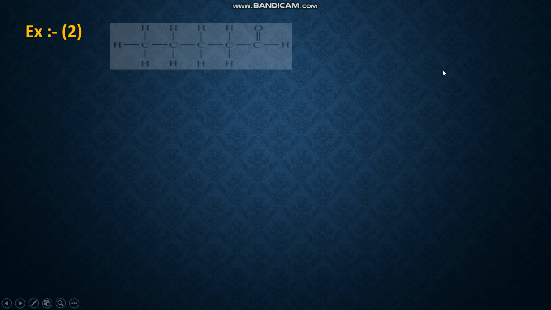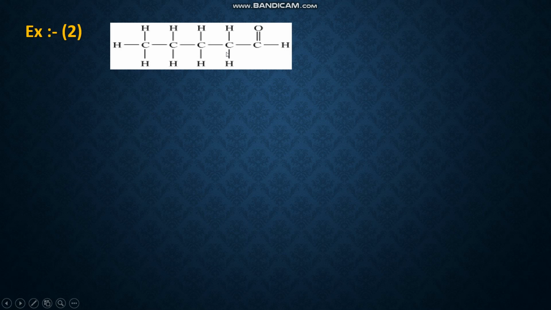Next example. Here, this is the organic compound given. We have to name it. So what is the first step? Identify the number of carbon atoms. How many carbon atoms are present in this compound? 1, 2, 3, 4, 5. Next, what do we have to do? We have to give the corresponding alkane name, which is the alkane having 5 carbon atoms, that is pentane.